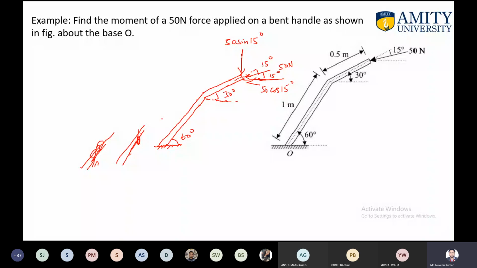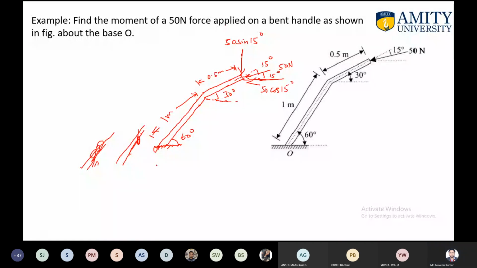This is how much? 1 meter. And this is 0.5 meter. What is happening now? You have to find the moment from this point.